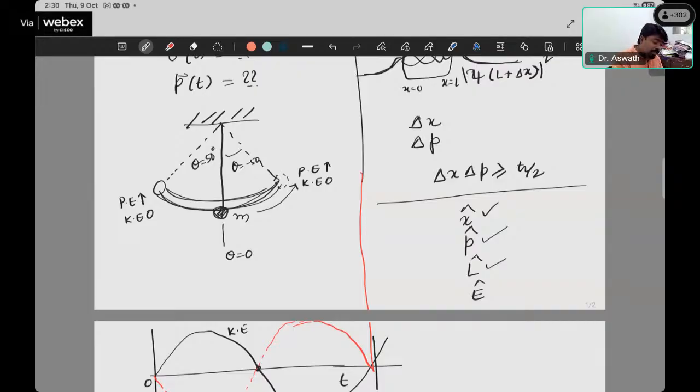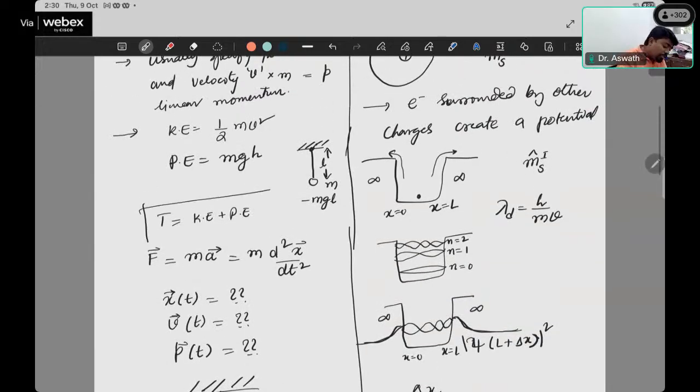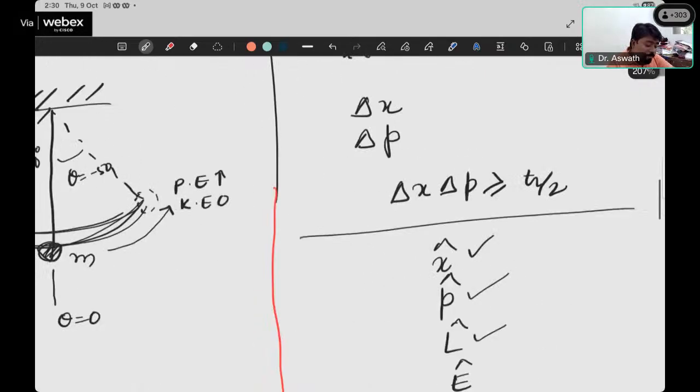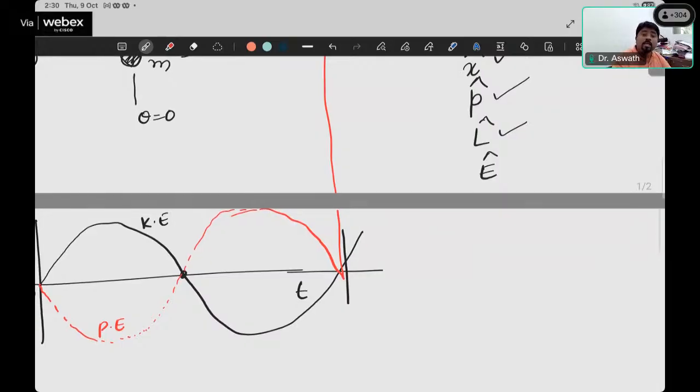Now the question is, can I have a kinetic energy and potential energy together, just like in a classical system, where I call that the total energy? Of course not. You know why? It is very much dynamic in a quantum system. There, the total energy notion is not there. Total energy is represented by the Hamiltonian.